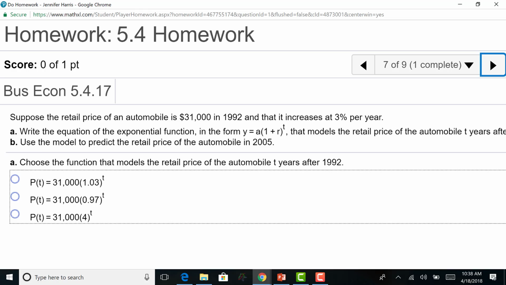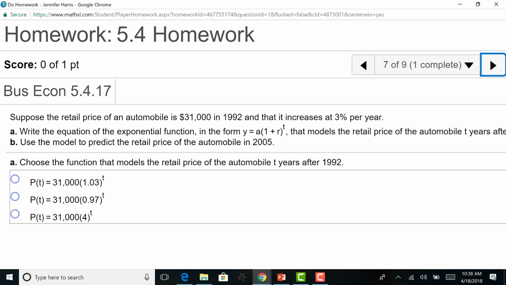Now, why are they calling it P of T in the answer choices? Why P? Price. It's for the price. It says suppose the retail price, so we're talking about the price of the automobile. So P of T. Well, we need to follow this format. What's A? The initial. What was the initial? 31,000. Suppose the retail price of the automobile is 31,000. So that's the initial price in 1992.